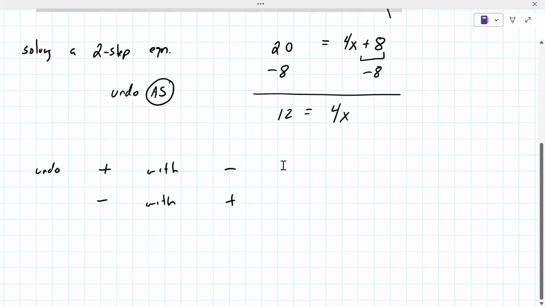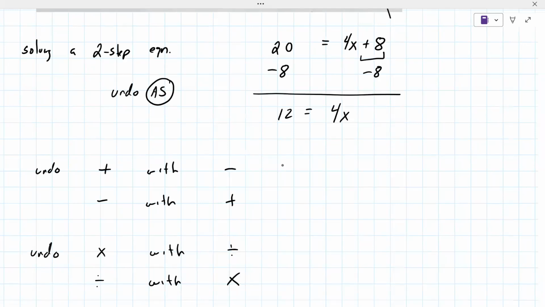Okay, so how do you undo multiplication? You undo multiplication with division. You undo division with multiplication. So the 4 is multiplying the x. How do you undo multiplication? Division. So we're going to divide both sides by 4. So you use a fraction bar instead of division. So what is 12 divided by 4? 3. 3 equals x, or equals 1x, but it's really x.